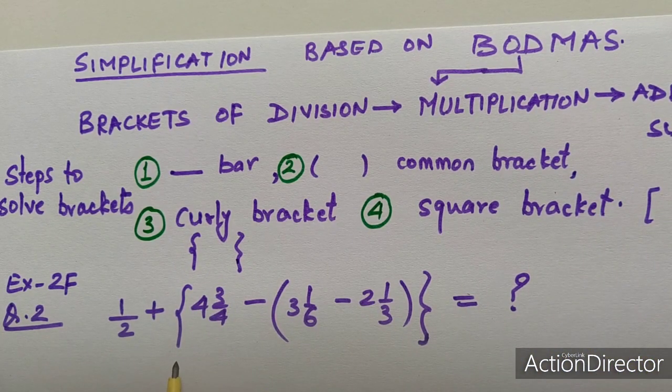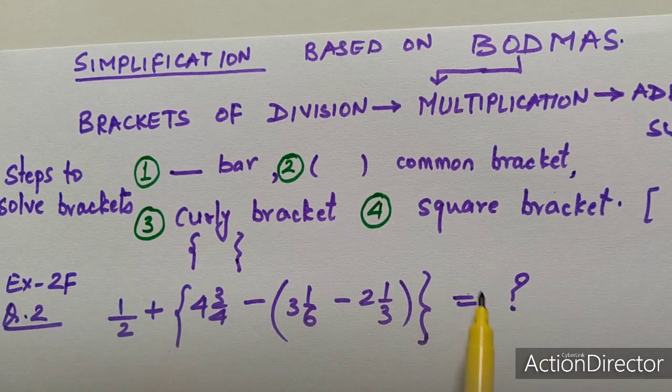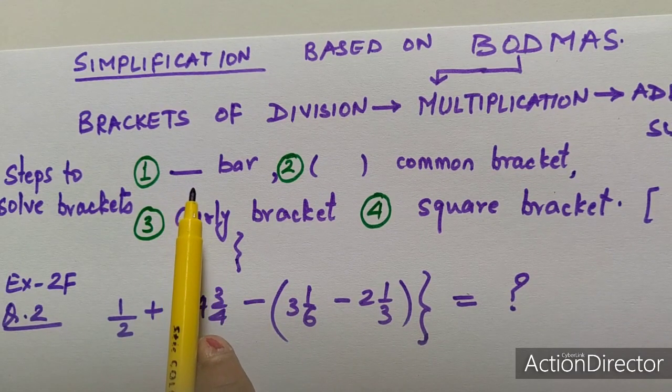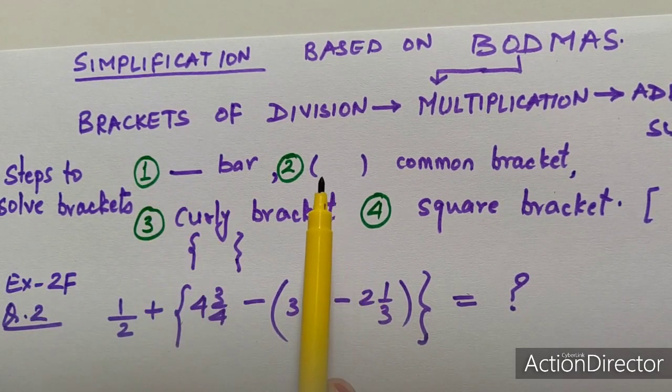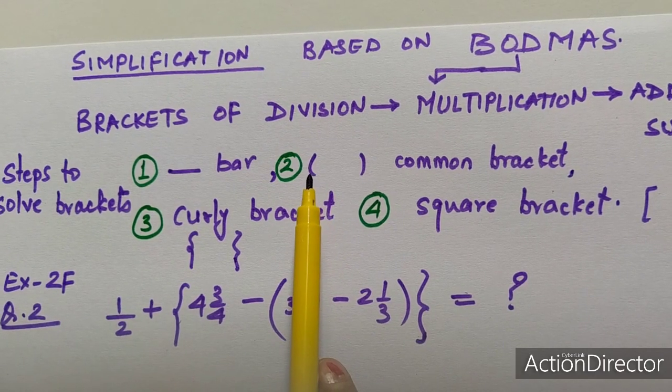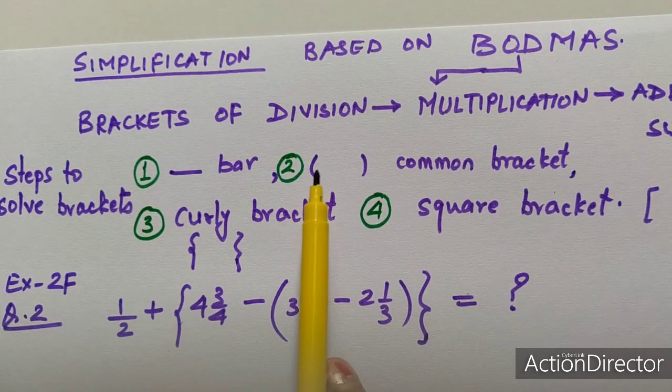Here I am explaining one question, the second question of exercise 2F. The question is: the expression is equal to what? That means after simplifying this, what will be the value? According to BODMAS, we have a common bracket and a curly bracket. There is no bar, so we are not supposed to start with bar. So the first step for this question will be solving the common bracket and then the curly bracket. As per the requirement of the question, you have to go through.